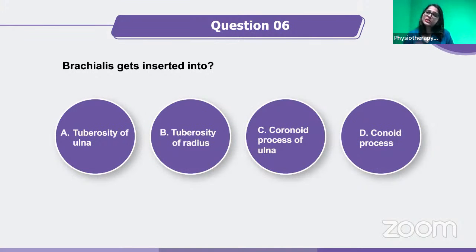Tuberosity of ulna, tuberosity of radius. Okay, guys who have answered tuberosity of ulna, you guys can tell me what gets inserted into tuberosity of radius. Guys who have said brachialis gets inserted into tuberosity of ulna, you also tell me what gets inserted into tuberosity of radius. Okay, I can see B, C also. B, C. Okay, nice. A, B, C. Oh, it's mixed. You are getting A, B, C, all. Brachialis gets inserted into tuberosity of ulna. Tuberosity of radius has what? It has the insertion of biceps brachii.